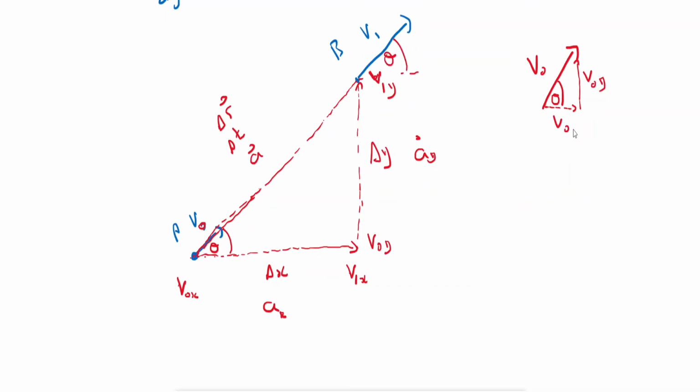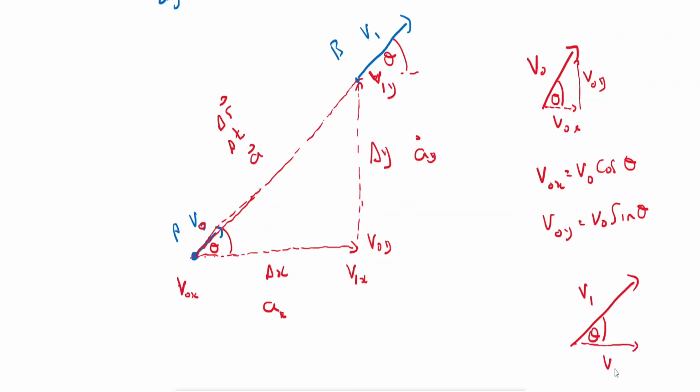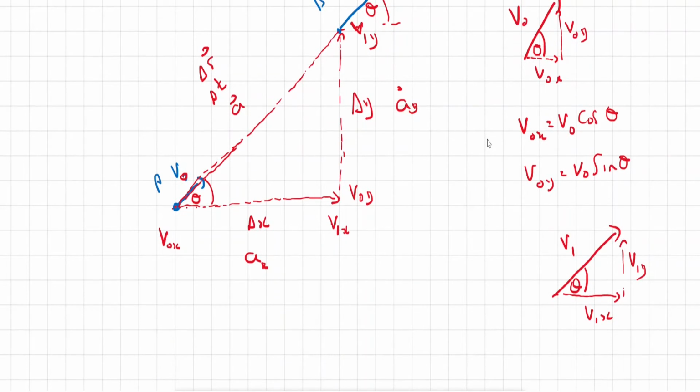Okay, so I can find v0x. V0x is given by v0 cos of theta. v0y will be given by v0 sine of theta. I can do the same for the v1 vector, which is this velocity 1 vector. It's also theta. So this is v1, and then this is v1y and v1x. Okay, so I could find that.